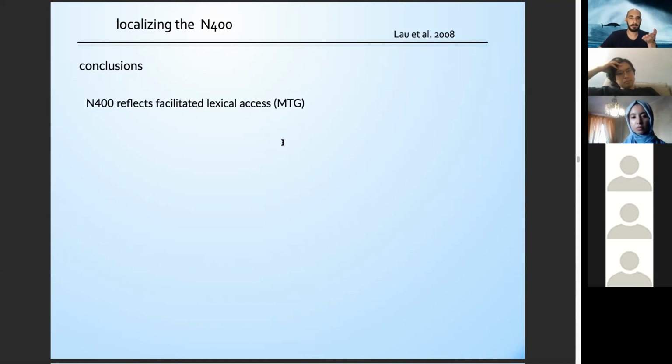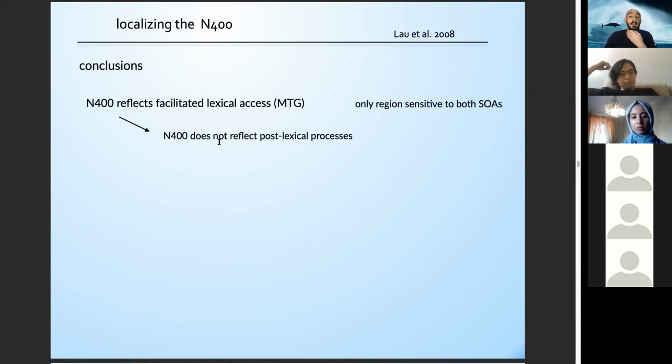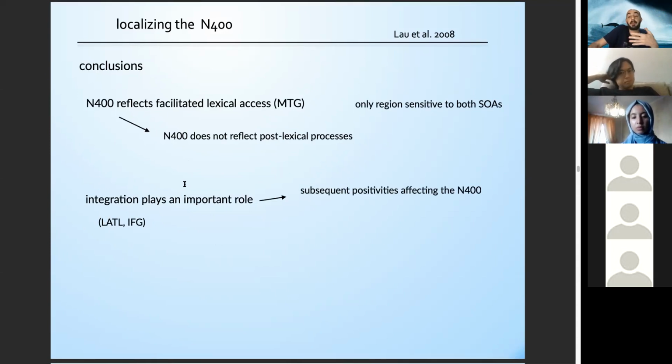So conclusion, it is the MTG. That's the only region sensitive to both SOAs. So the N400 does not reflect post-lexical processes. It really reflects lexical access, immediate lexical access, okay? Of course, they do not deny the effect of integration. That integration with your conceptual and more grammatical areas is very important, but happens later.